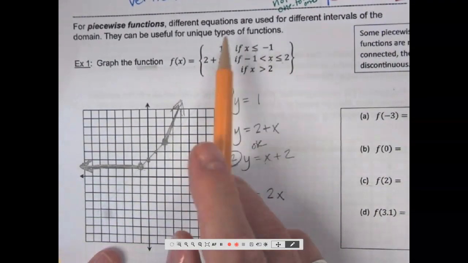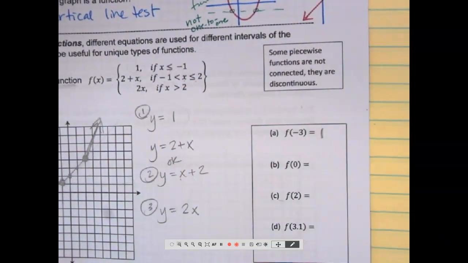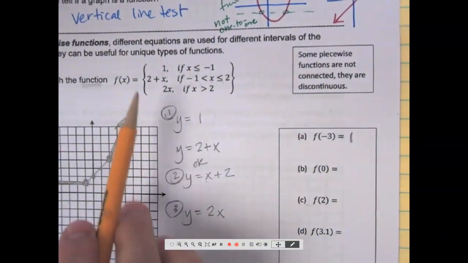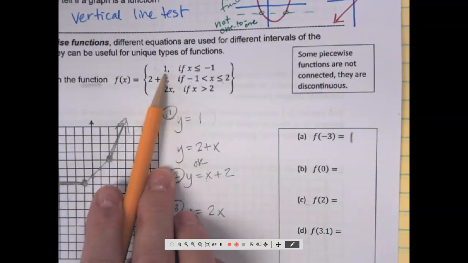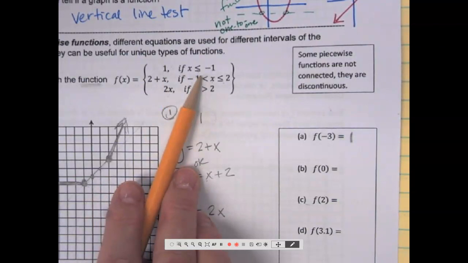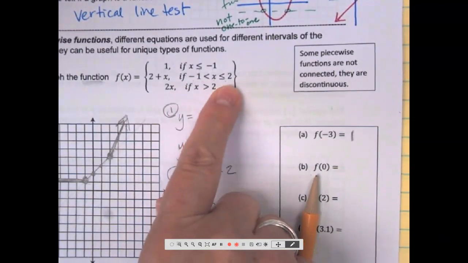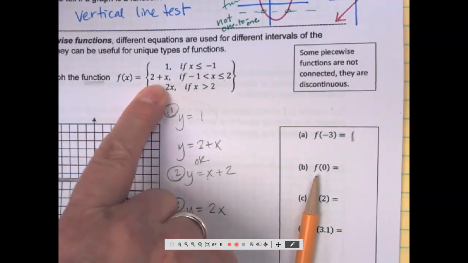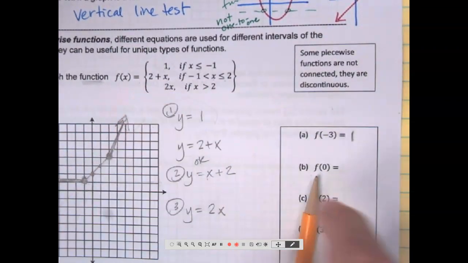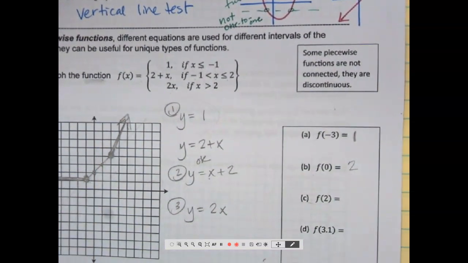So what is f of negative 3? 1. There's no place, it doesn't matter what x is, y is 1 anytime that x is less than or equal to negative 1. Okay, if I want to find f of 0, I go back to those 3 domain pieces, figure out which piece 0 belongs to, first, second, or third, the second one, because 0 falls between those 2 numbers. So now I take my 0 and I sub it into 2 plus x. So 2 plus 0 is 2. So f of 0 is 2.